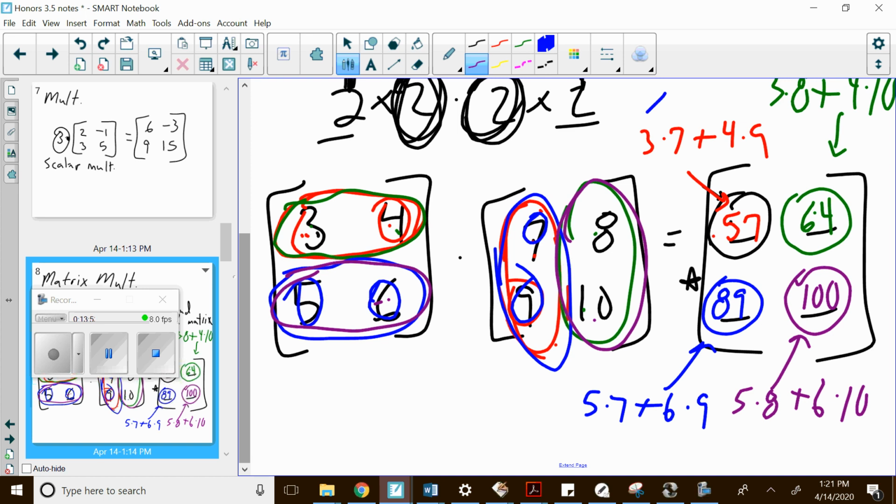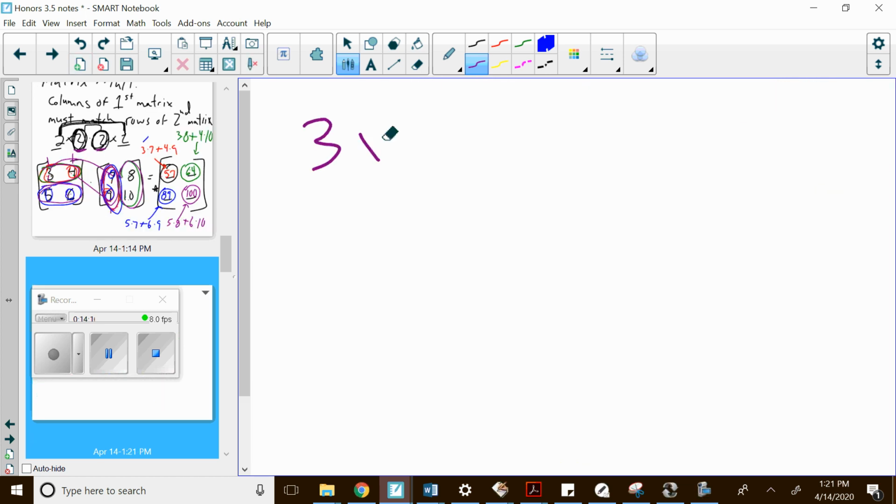And here's why we need these numbers to match. Look, the columns of the first has to match the rows of the second, because here's the columns. The number of these numbers has to equal the number of these numbers going downward, so we have matches. The 3 went with the 7, the 4 went with the 9. Okay, for instance, watch this. Here's why you can't multiply a 3 by 2 times a 3 by 2. Same exact dimension. You can't multiply these together.